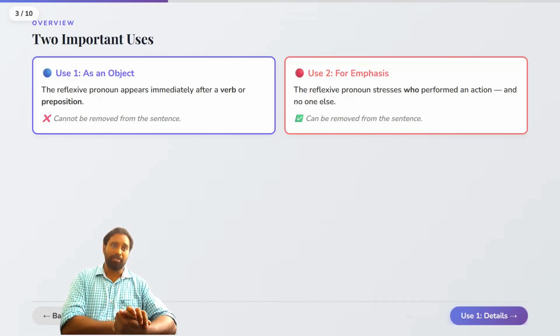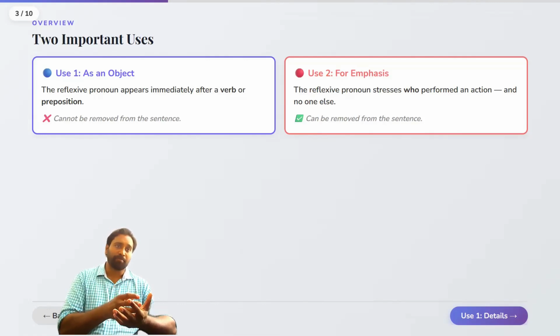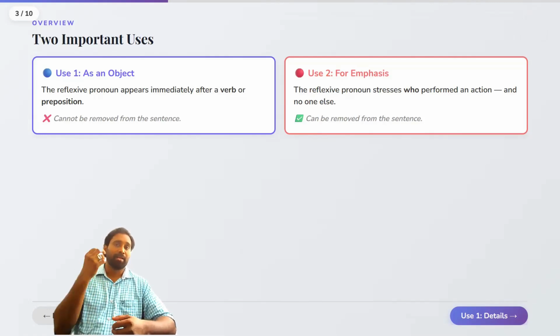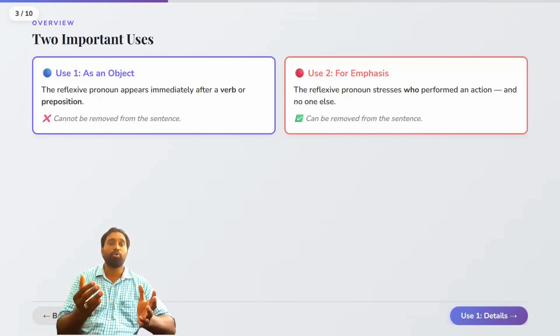In this case, what happens? The reflexive pronoun comes immediately after a verb or after a preposition. Right? And there's a very important thing that you need to understand. That is, when we use a reflexive pronoun as an object, you cannot remove it from the sentence. In case you remove it accidentally, what happens? The sentence becomes incomplete or loses its meaning. Okay?